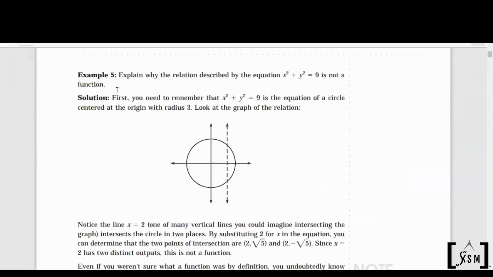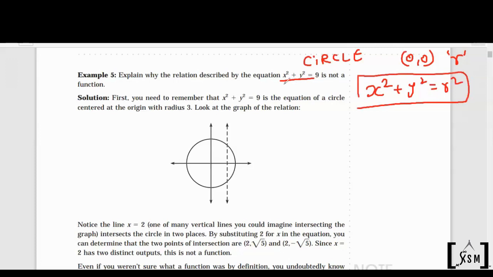Have a look at example 5. Explain why the relation described by the equation is not a function. We can easily look at this question with the aspect of graphing. If you understand, this is actually the equation of a circle, with center 0, 0 and radius r. Any circle equation with center 0, 0 and radius r is x square plus y square equal to r square.